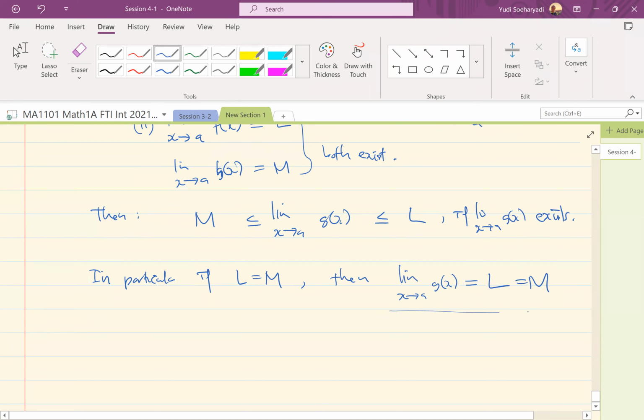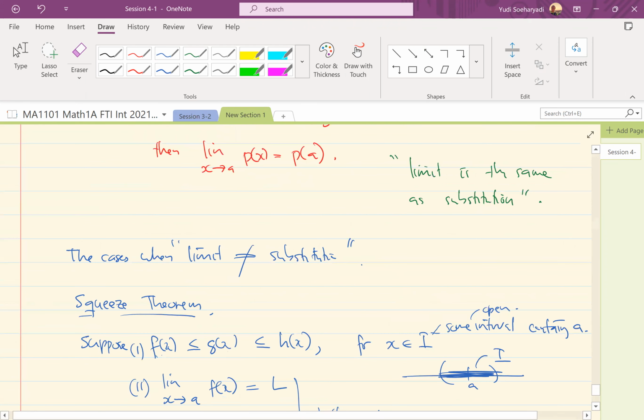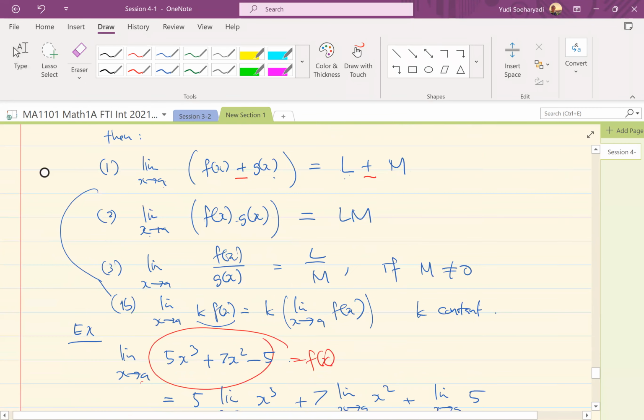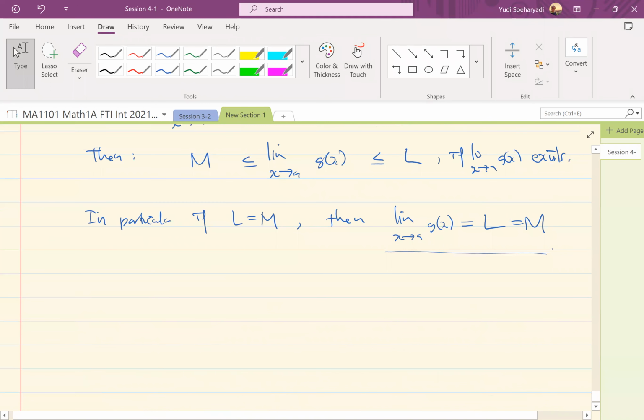Then it just gets squeezed by this. All right, so just a note here. We assume L and M exist, so the limit exists. If there's no limit, then there's a different case.